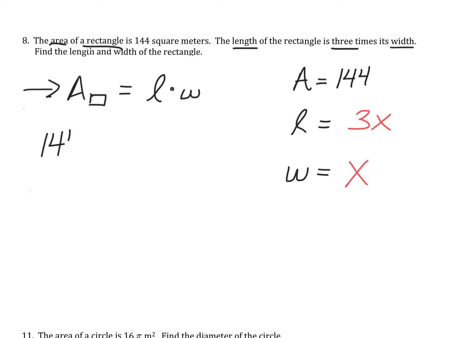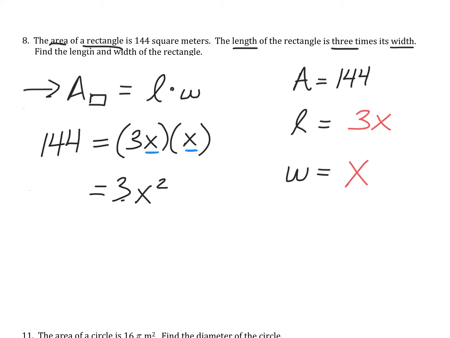So for our area, we're given that 144 square meters. For our length, I just figured that out. We're going to call that 3x, 3 times the width, and our width is just x. Now I should be able to solve this equation. Now remember, when you're multiplying these two together, x times x is going to give you x squared. So on the right hand side I end up with 3x squared, and on the left I still have 144.